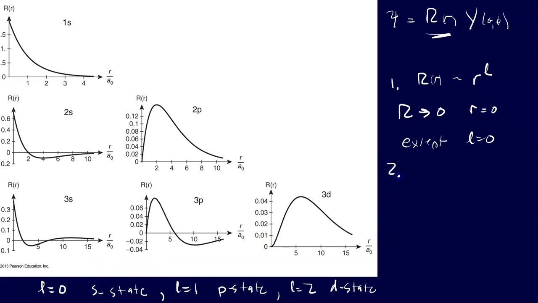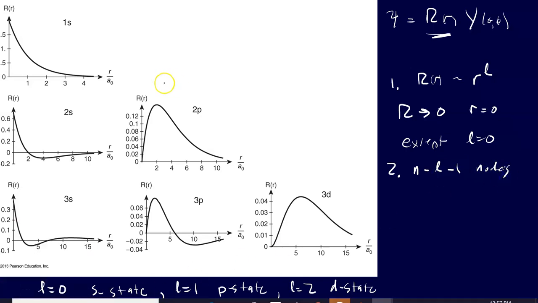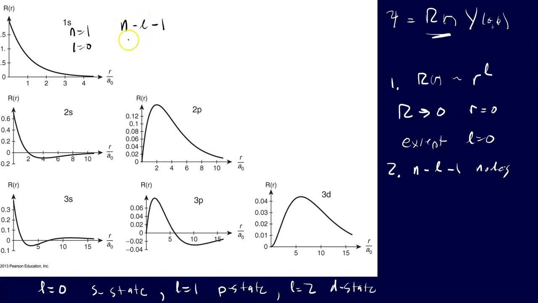Another thing to note is that there's a number of nodes in these functions, which will be important so we can get a picture of what this means. There are going to be n minus l minus 1 nodes in each of these functions. We can see here for the 1s state, n equals 1 and l equals 0. If I look at that equation for the number of nodes, n minus l minus 1, I get 1 minus 0 minus 1, so there are 0 nodes here.